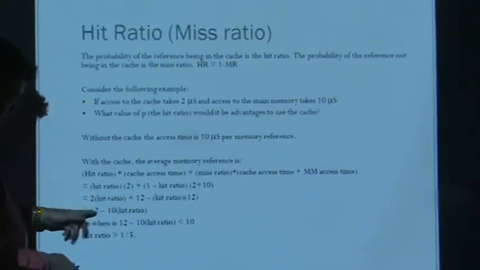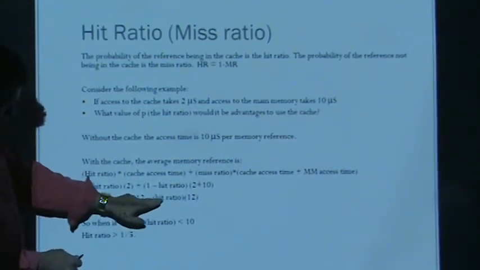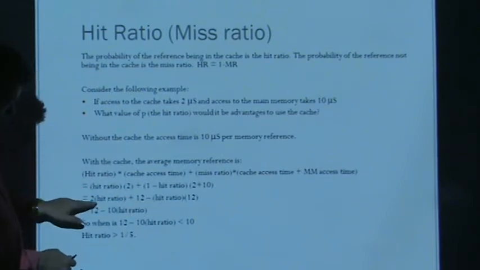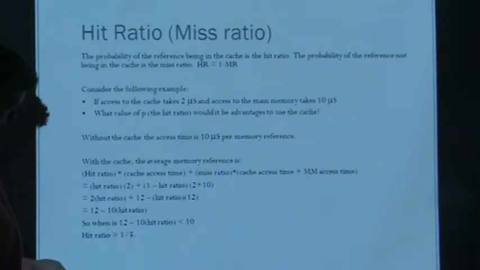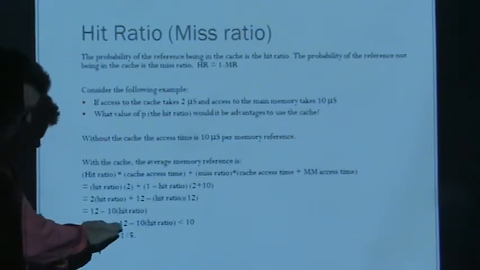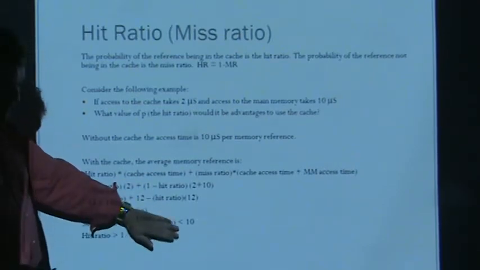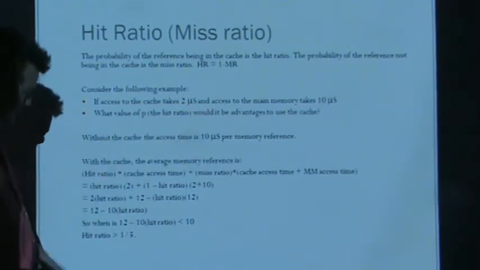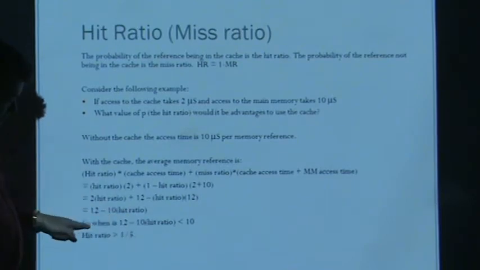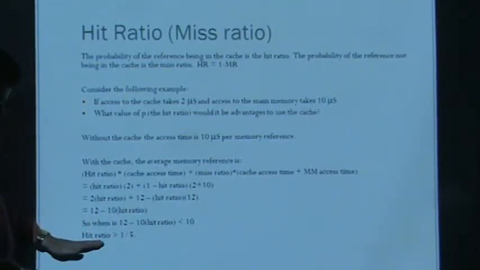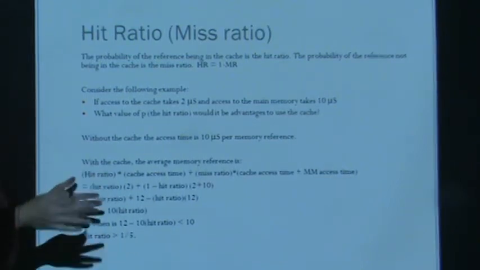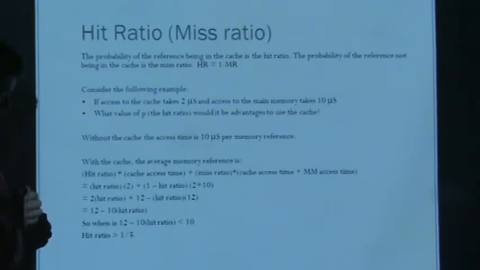And then we group the 12 times the negative hit ratio in with the 2 times. We'd have 12 minus 10 times whatever the hit ratio is. So when 12 minus 10 times the hit ratio is less than 10, which is how long it would take if we didn't use the cache, whatever hit ratio makes this true would be a time when we would want to use it. So as long as the hit ratio is greater than 20%, as long as what we're looking for is there more than 20% of the time, we'd be okay.